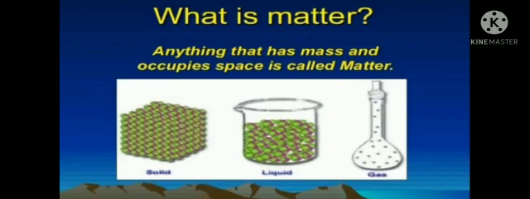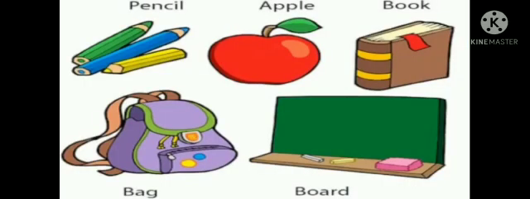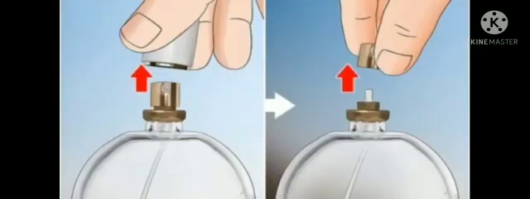Now, what is matter? Anything that has mass and occupies space is called matter. It can be in solid, liquid and gas state. We can find this matter in any of the states and it has mass in it. Let us see further. A few examples. Pencil, apple, these all are what? Examples of matter.